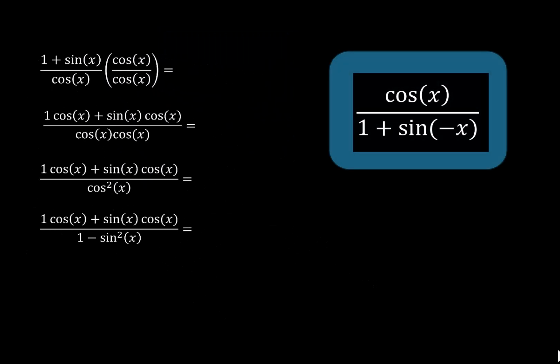Let's take a quick look at what we're trying to get. We're trying to get cosine x over 1 plus sine of negative x. I have sine x in the bottom, but I don't want to have sine squared. But maybe you notice the denominator is now a difference of squares. I have 1 squared minus sine squared. I can factor that into 1 plus sine x times 1 minus sine x.